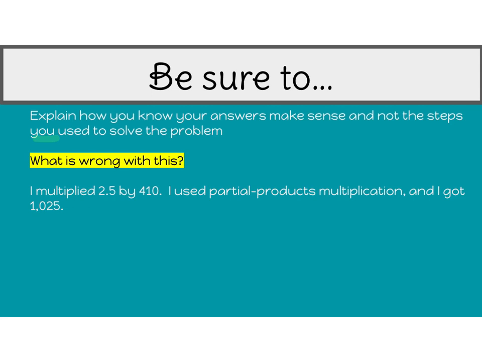Did this person explain how they know that their answers make sense? The answer to that question would be no, they did not. So do not be this person. This is not what you're doing. You're not listing your steps that you use to solve the problem and just that. You could list your steps and then explain how you know your answer is correct. Be sure you have evidence to back it up. Think about estimation is going to be one of those key things in your explanation.